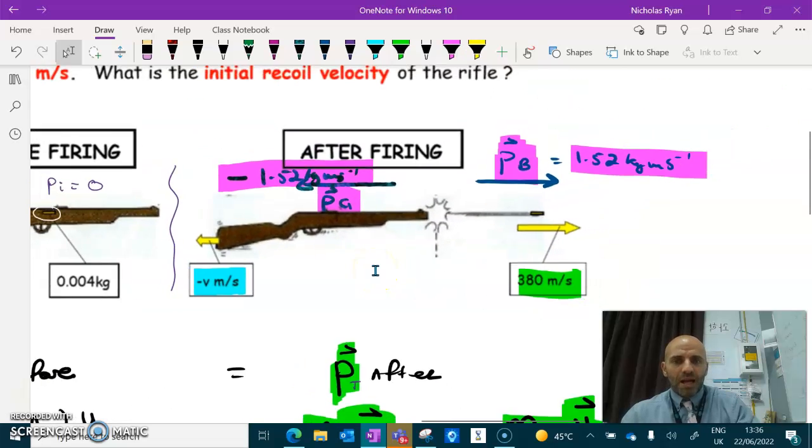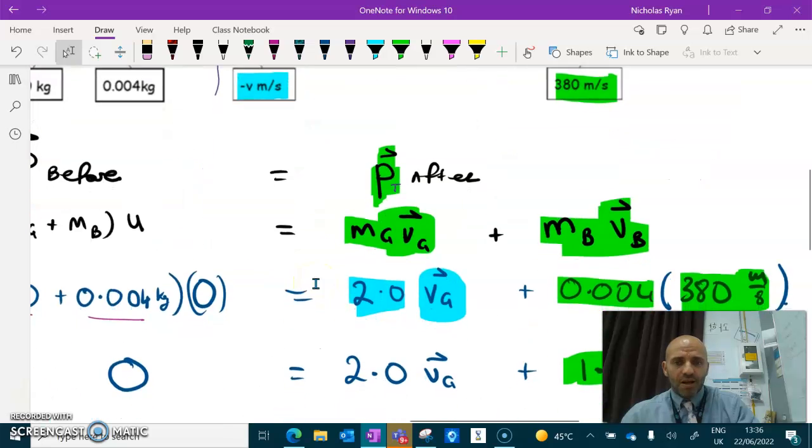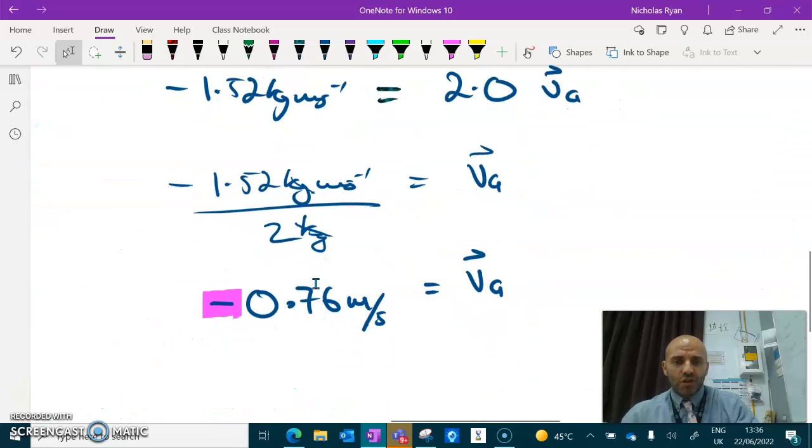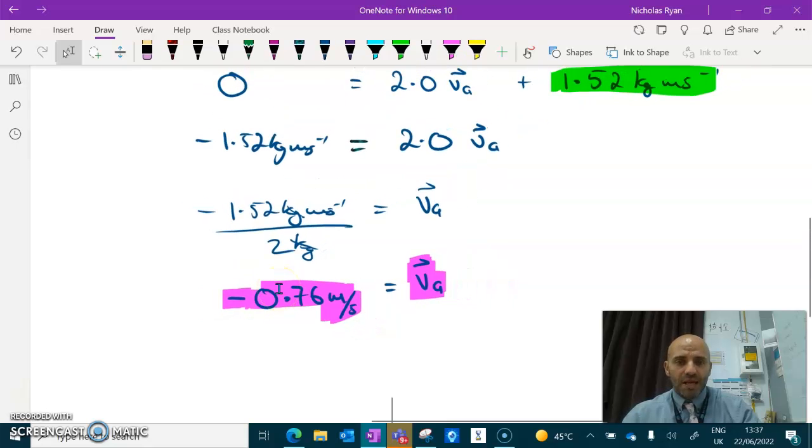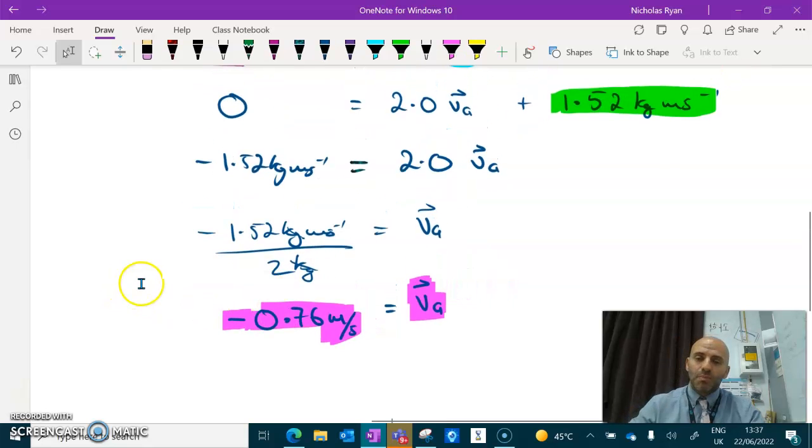Okay? And from there, you can solve for the final velocity of the gun. And that turns out to be 0.76 meters per second. That is its recoil velocity. Its recoil speed would be simply 0.76. Hope that makes sense.